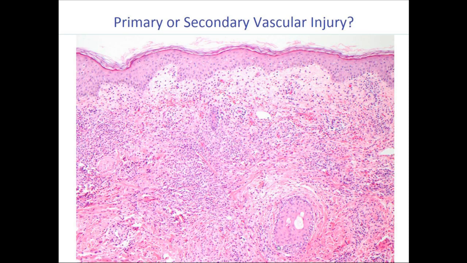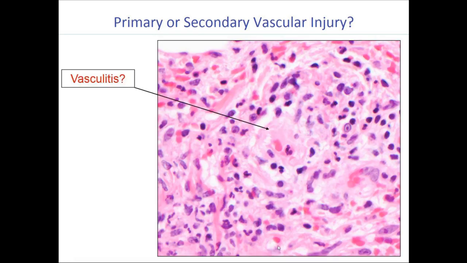Let's take a look at this sample case. So let's decide, is this primary or secondary vascular injury? Let's take a closer look at this area here. Now, what you'll see is that there is neutrophilic inflammation. It's directed towards the vessel wall. There appears to be a hint of leukocytoclasia, and certainly we see erythrocyte extravasation. So is this a primary vasculitis?